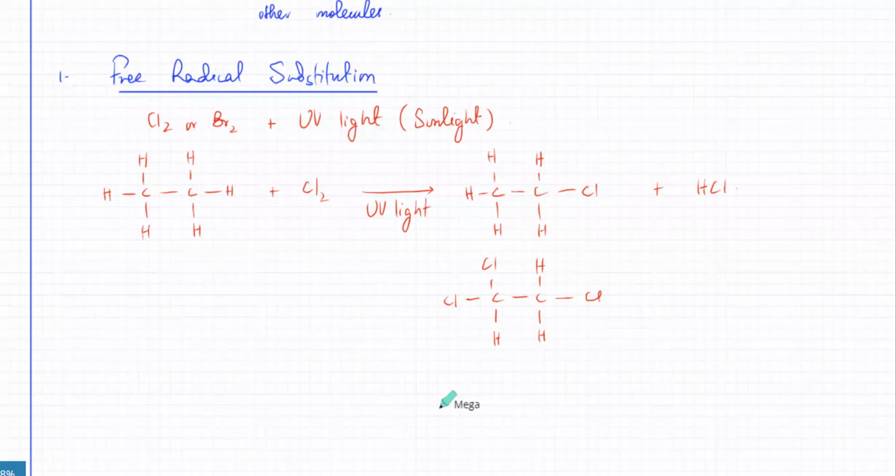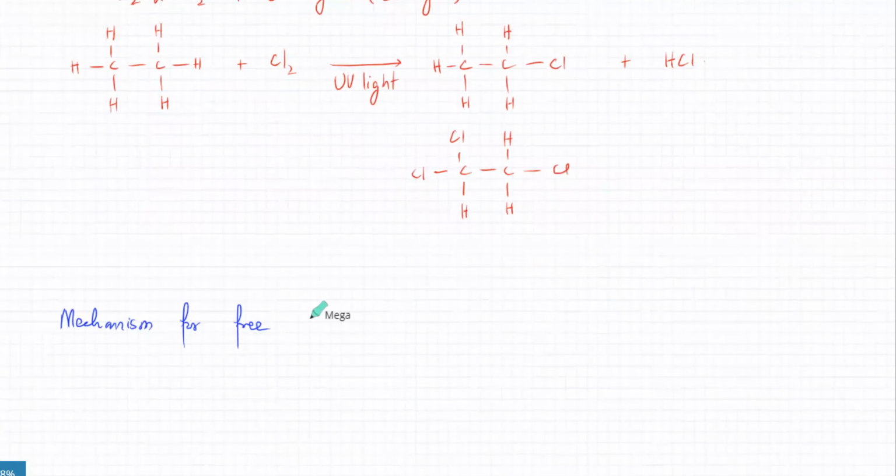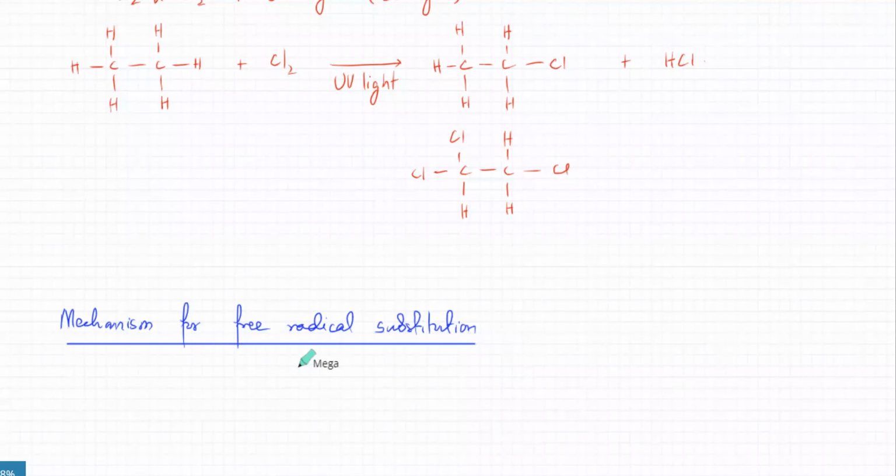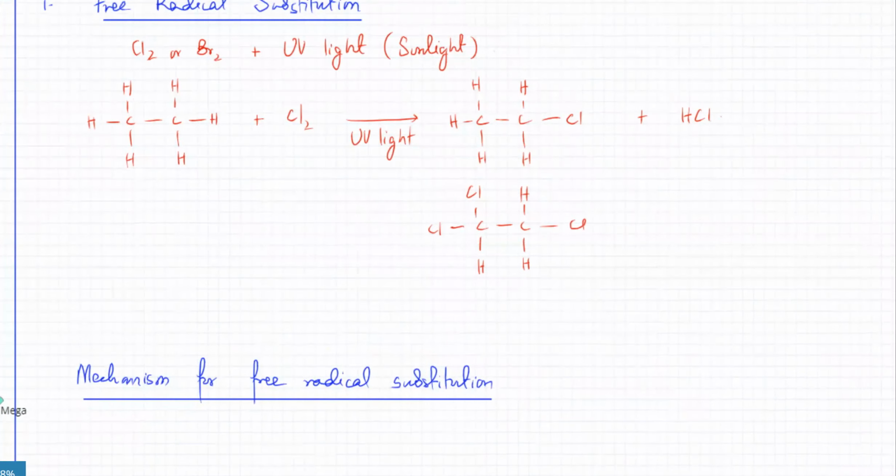But this is the overall reaction. The mechanism of this reaction is way more complicated; a lot of things happen in the mechanism. So we're going to discuss it in a lot more detail. Remember, reactions are not that simple. Reactions involve a lot of steps. So the reaction that I wrote down involves a lot of steps. The mechanism of free radical substitution involves 3 steps.